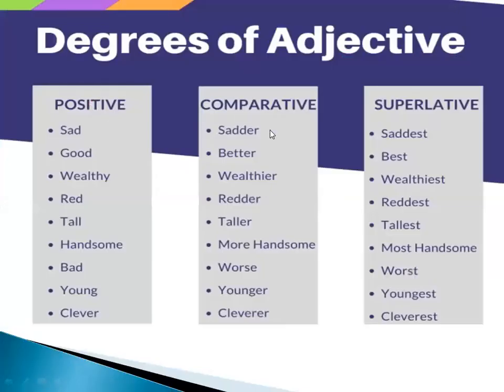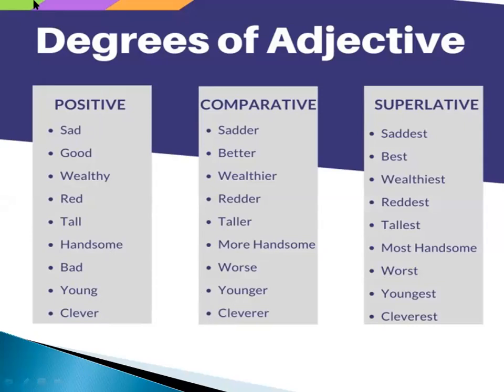Now, this is the list of degrees of adjectives. Positive: sad, sadder, the saddest. Always remember that when we have a superlative degree, we will not write or pronounce the adjective without the. We have to use the article the before the superlative degree. Sad, sadder, the saddest. Good, better, the best. Wealthy, wealthier, the wealthiest. Red, redder, the reddest. Tall, taller, the tallest. Handsome, more handsome, most handsome. Bad, worse, the worst. Young, younger, the youngest. Clever, cleverer, the cleverest.